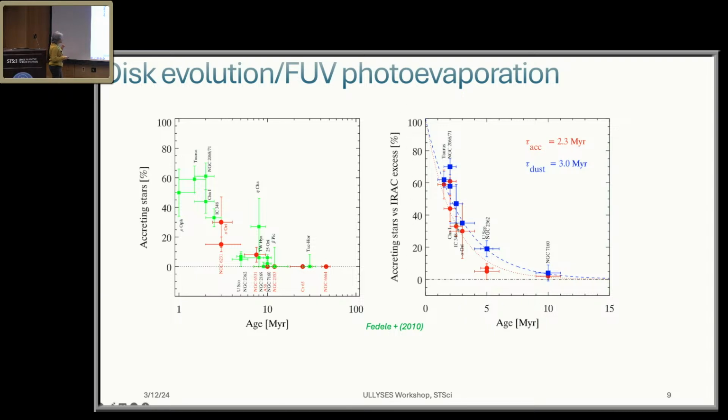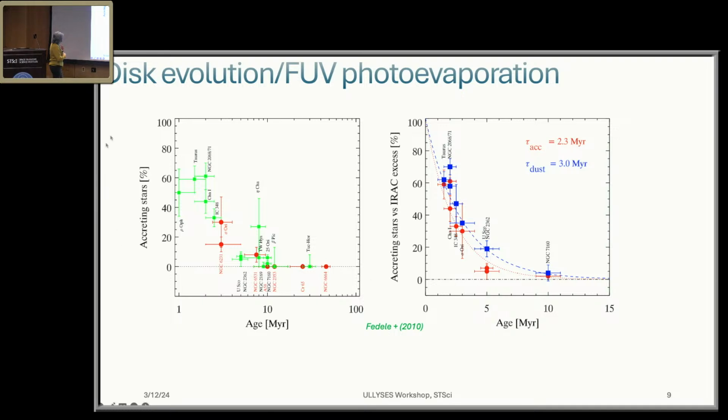These are different clusters. Each point is a cluster. What you're looking at is the fraction of accreting stars observed here with IRAC. This is a Spitzer instrument, and you can see that they decline with time. So the young clusters have a large fraction of disks, whereas the older ones have a smaller fraction with an infrared excess. And what Fedele showed in this plot is that the accretion rate also goes down very similarly with the dust, which suggests that the gas and dust are dispersing simultaneously.